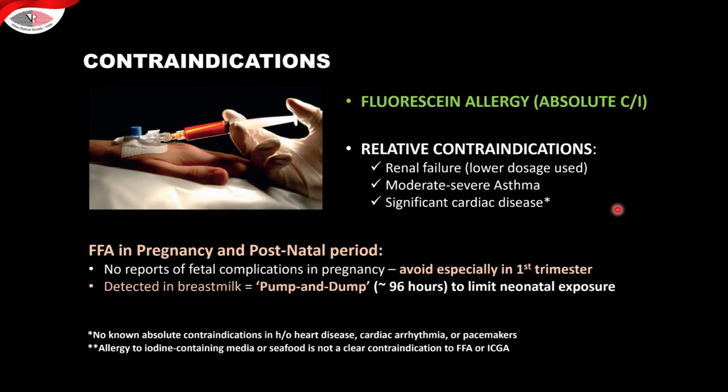An absolute contraindication is a known fluorescein allergy, which you could test by injecting a bit into the skin and waiting for a reaction at times. And relative contraindications are renal failure, moderate to severe asthma, or a significant cardiac disease.